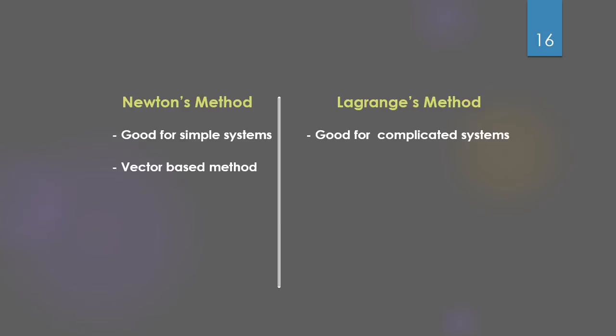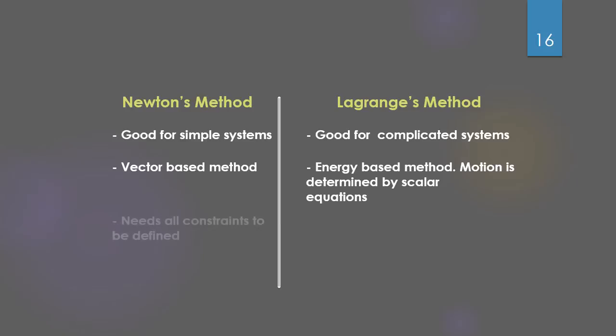Newton's method is vector based, so you've got a sense of direction in the situation. Yet Lagrange's method is more scalar based, so you have equations that you use. It's more energy based. By energy based, as you took in MINCH 470, we have two kinds of energies: potential energy and kinetic energy. Newton's method needs all constraints to be defined, but Lagrange's method does not need all constraints to be defined.